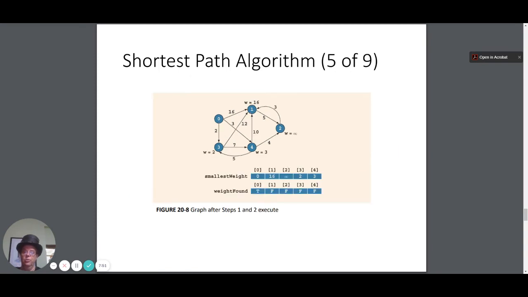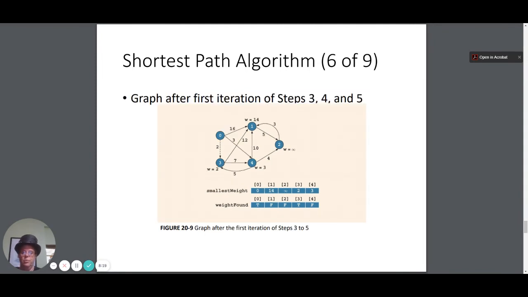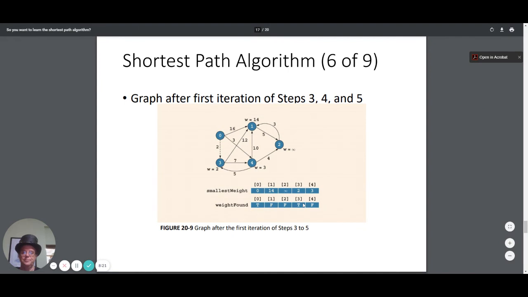So here's what our graph would look like. From 0 to 1, it's 16. From 0 to 2, we can't get there as far as we know yet. From 0 to 3, the weight is 2. And from 0 to 4, the weight is 3. So which one do we add in? The one with the minimum. So we would add in 3 to our set of distinguished vertices. And that's where the weight found in the bottom is set. So we would have 3 added in there.